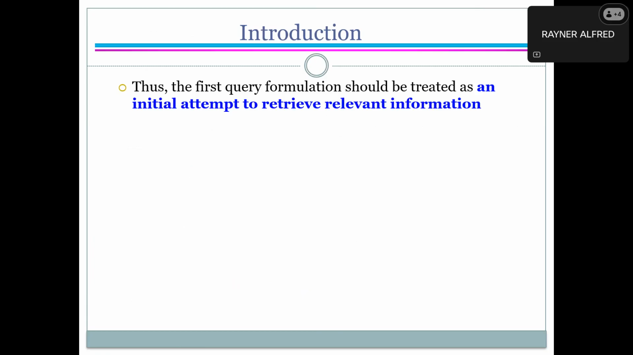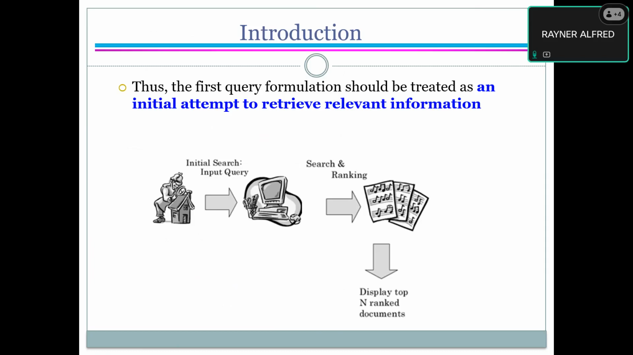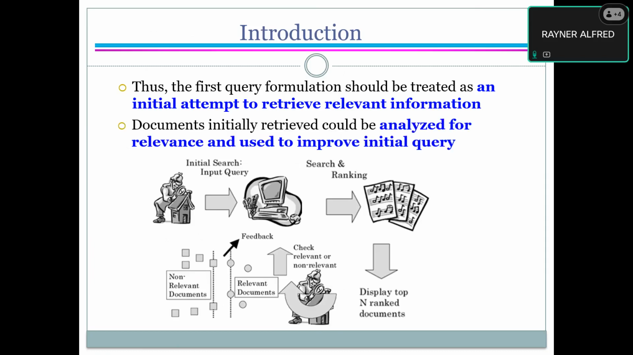Okay. So the first query formulation should be treated as an initial attempt to retrieve relevant information. We put in the query, and then the algorithm will search and rank the documents and present them to us. Then we will click on the document that we think is relevant with respect to the query. This is normally what happens. By doing that, we are actually also providing feedback to the system on which documents are relevant with respect to the query.